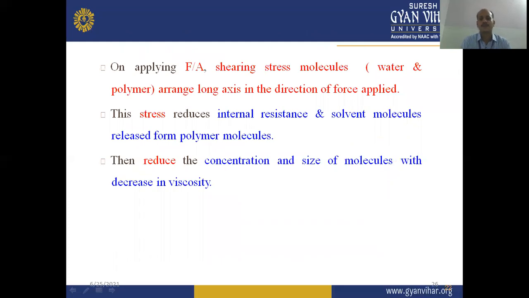So when we apply the force per area, shear stress, so now applying this force per unit area, shearing stress, molecules like the water and polymer arrange their long axis in the direction of force applied, as seen in our diagram. So this stress reduces internal resistance and solvent molecules are released from the polymer molecules, and then reduce the concentration and size of molecules with decrease in the viscosity value. So this is the mechanism of the pseudoplastic flow, which can be shown by the different types of pseudoplastic systems.